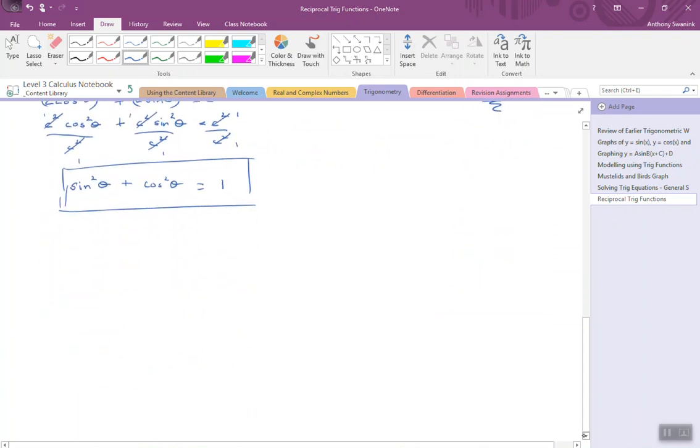So what we're going to do is take this expression here and simply divide through by cos squared. Okay, so let's get the second identity. I'll just swap to a different color here. So if we take our identity we've just proven and we divide everything through by cos squared.